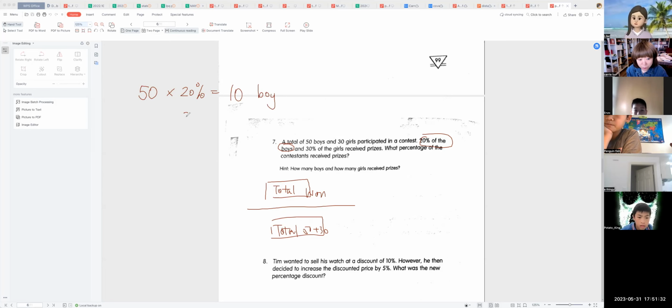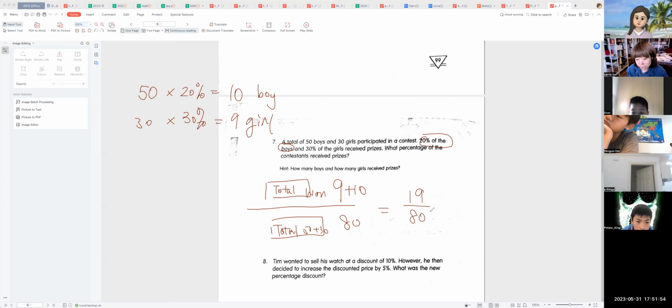And how many of the girls are winning? 30%, right? So 30% times 30 girls. So how many girls win? 9. Very good. So basically, we're just using 9 plus 10, divided by 80, so equals 19 over 80. What is the percentage? 19 divided by 80.